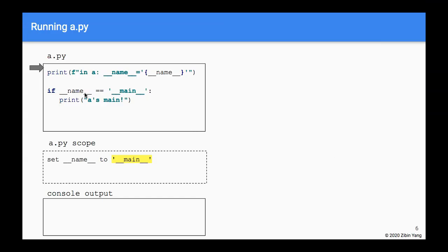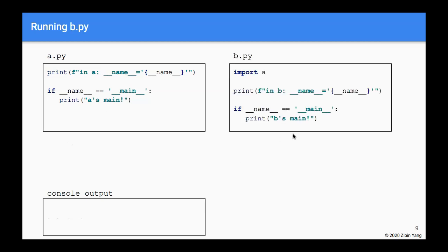If you want to see step by step what happens when we run a.py: before Python even executes a single line of code, it sets the dunder name special system attribute to the string dunder main. When we print this out, this is our output. And because these two are equal, we see in our console output "A's main." What about if things are a little more complicated?